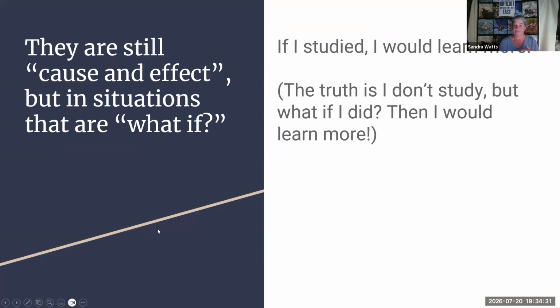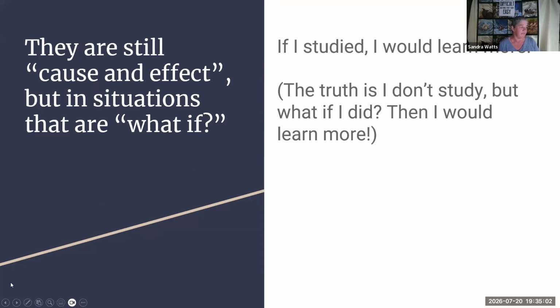So there's still cause and effect, right? It's still, if I studied, I would learn. Studied is first, would learn is second, right? So it's still cause and effect. It's just imaginary and it's not true right now. But it's still the if thing happens first and the would thing would happen second. So the truth is, I don't study. But what if I did?